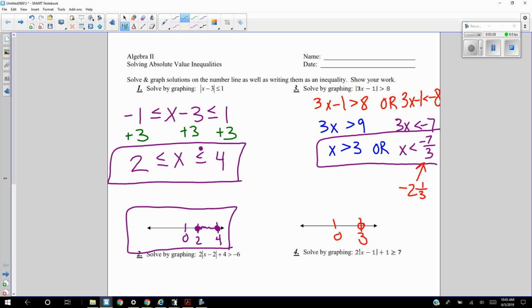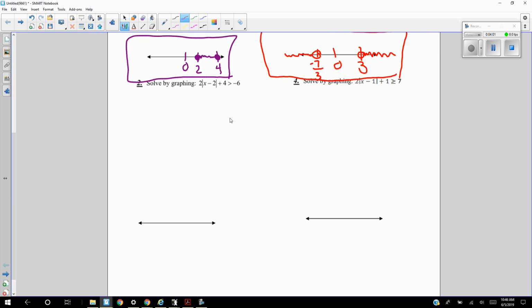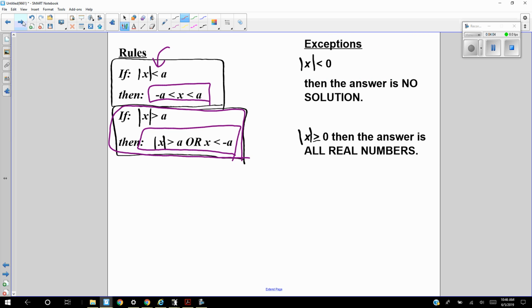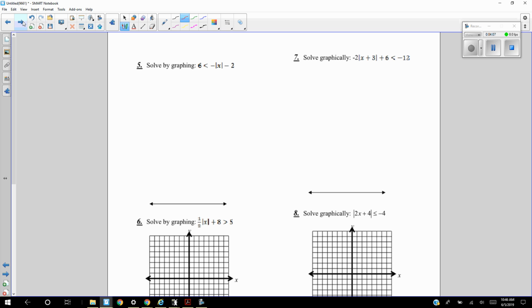So open dot. Don't really need to write those up there, but just for a reminder, because we do not have the or equal to symbol, we're going to shade everything greater than 3, or we're going to shade everything less than negative 2 1/3. About right there. You don't have to have the number line scaled perfectly. Just be in the ballpark. All right, I'll leave 2 and 4 for you guys, and I'm going to do 5 and 7.